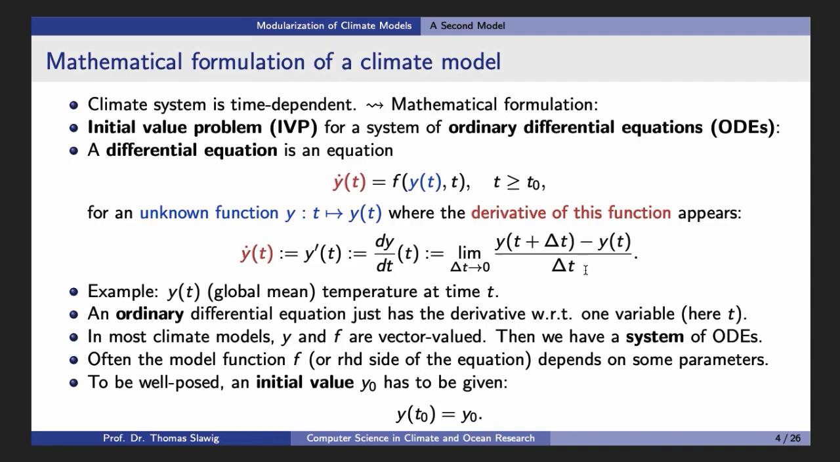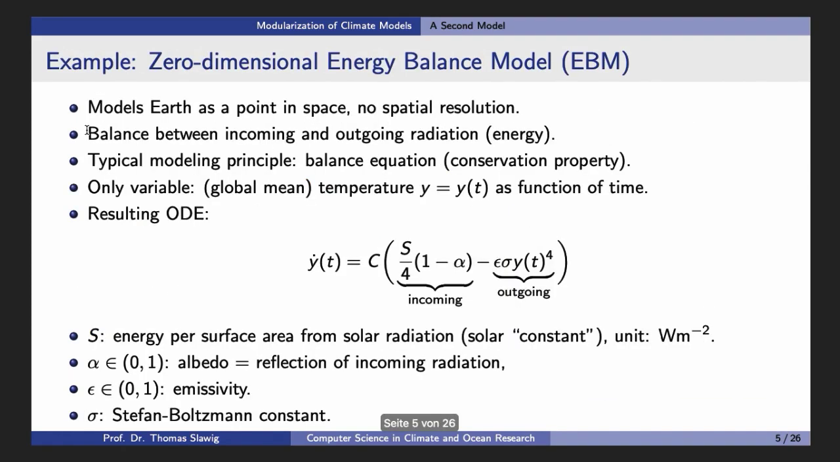Here we see the definition of the derivative, and an example, always, global mean temperature would be the simplest example, and it's an ordinary differential equation because we have just one derivative. Usually we will have a system of differential equations where y, the function, is a vector, and also the model function f then is a vector. And additionally we need an initial value denoted here by y0 at a given initial time instant. So these two equations together, the differential equation together with the initial value, forms the initial value problem.